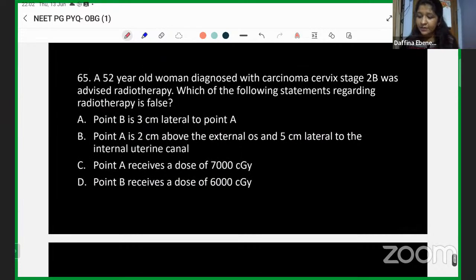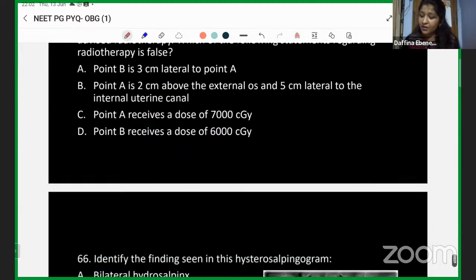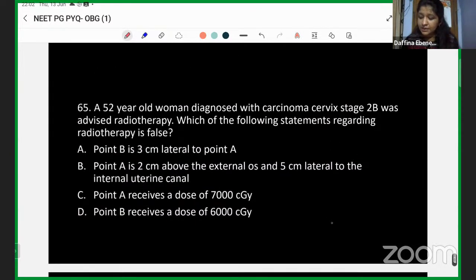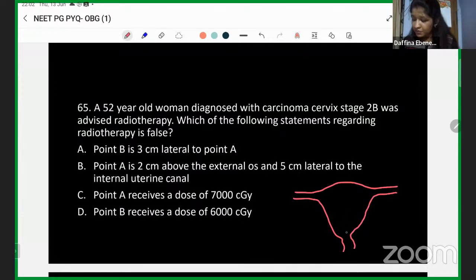A 52-year-old woman diagnosed with carcinoma cervix stage B was advised radiotherapy. Which of the following statements regarding radiotherapy is false? So when you're giving radiotherapy to carcinoma cervix, there is one point where you're supposed to apply the radiotherapy. Okay, so if this is the external os, okay, there's a plane here.